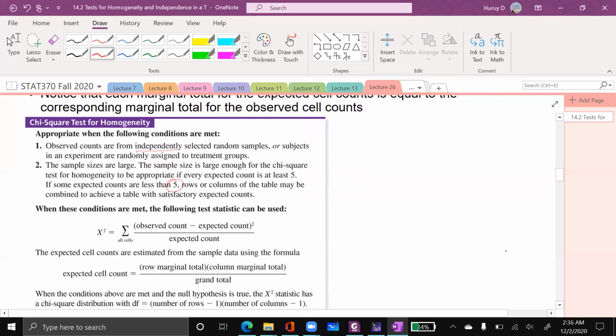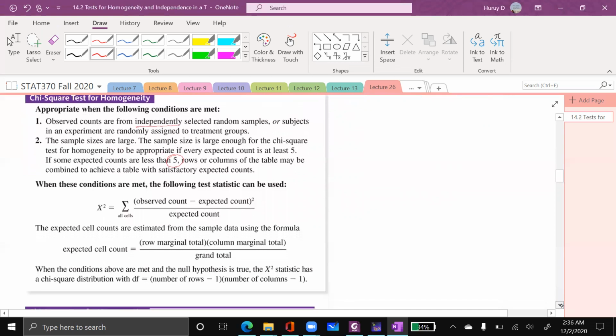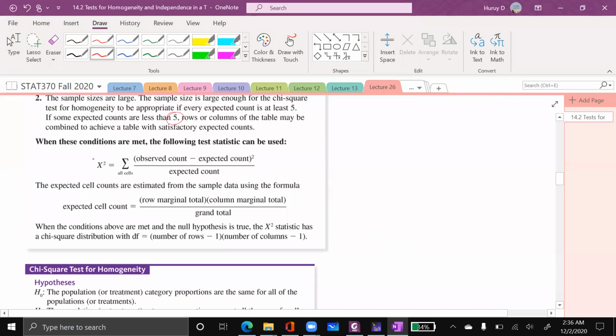Once these conditions are satisfied, then the formula for the chi-square test is given by this. And if you notice, this is exactly the same as what we have seen last time. And that's what I was saying. The formula doesn't change. The formula is exactly the same. And this is how we calculate the expected count.